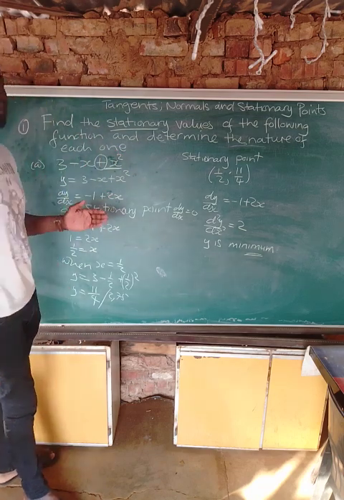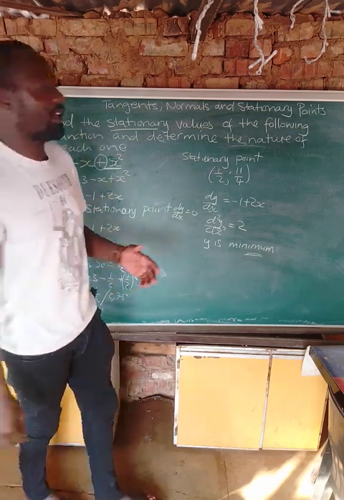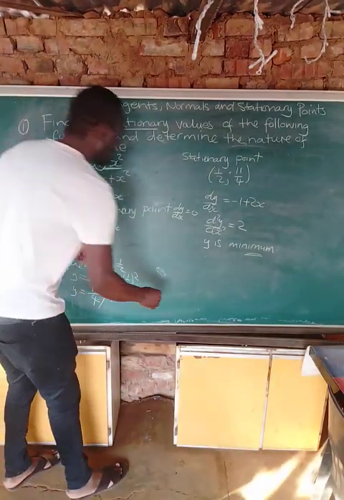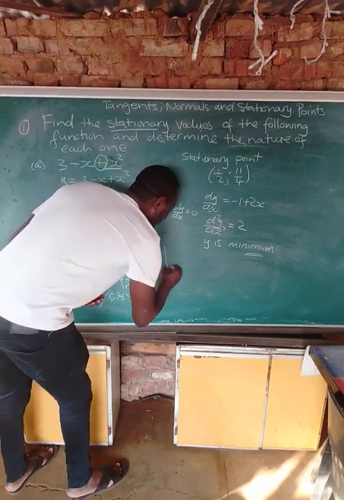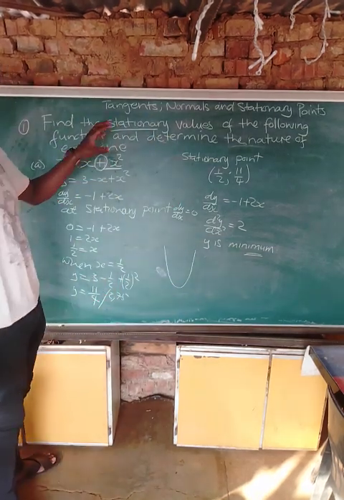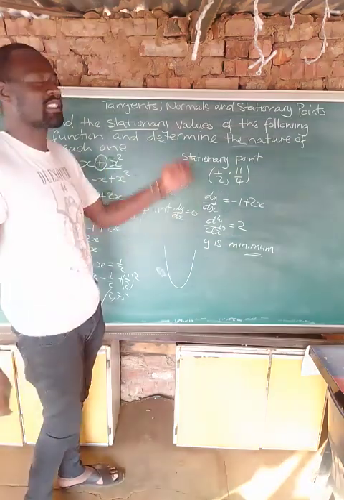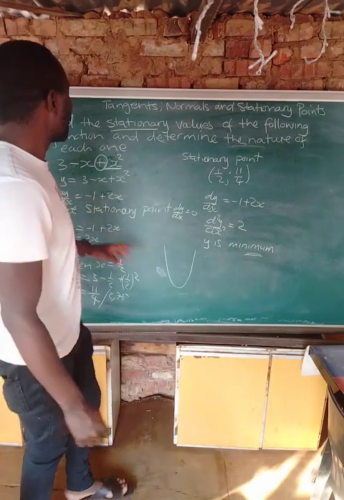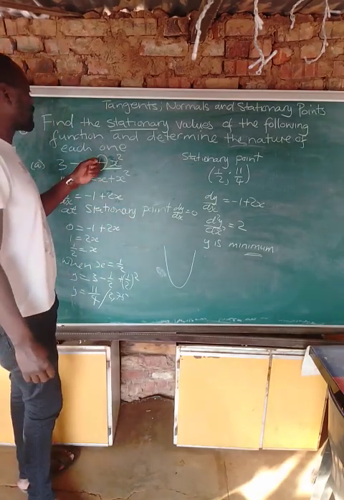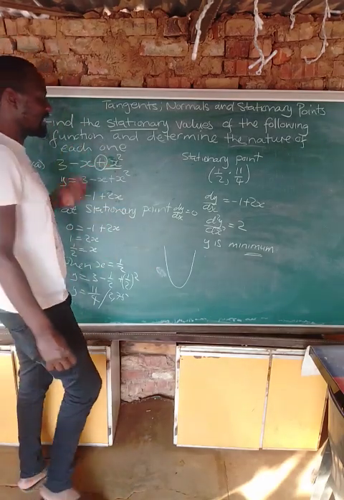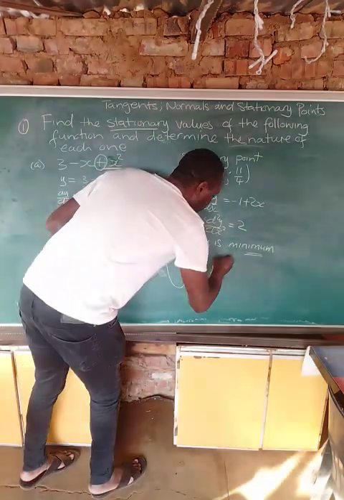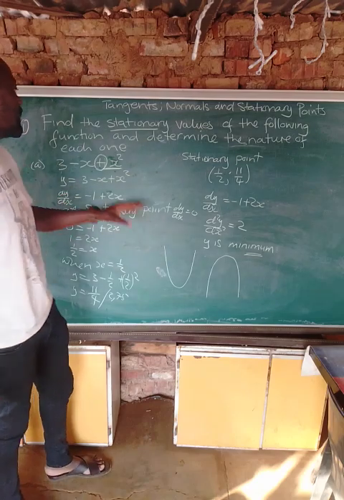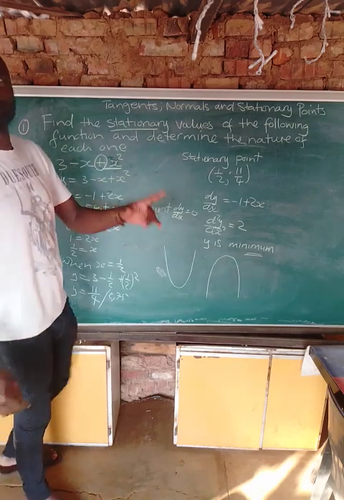So whenever you are told to sketch a graph, when the coefficient of x squared is positive, obviously your quadratic graph will always face upwards, so that we can have the minimum value of y. Whenever you find out the coefficient of x squared is negative, your graph will always face downwards. So this is what I wanted you to observe.